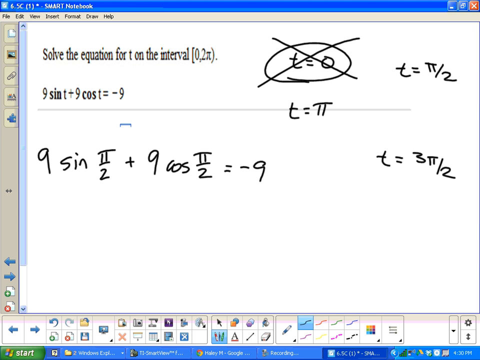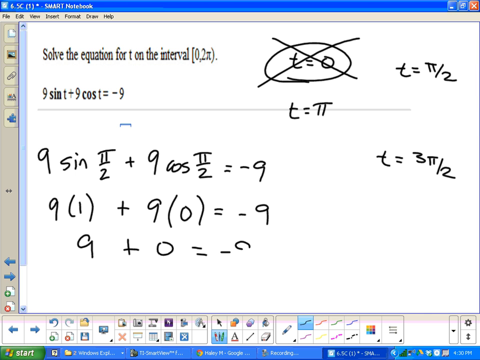Okay, so let's see, the sine of pi over 2 is 1, so this will give me 9 times 1 plus 9, now, times the cosine of pi over 2. The cosine of pi over 2 is 0. I don't think this one's going to work either. Okay, so we get 9 plus 0 equals negative 9, and that's not true either.